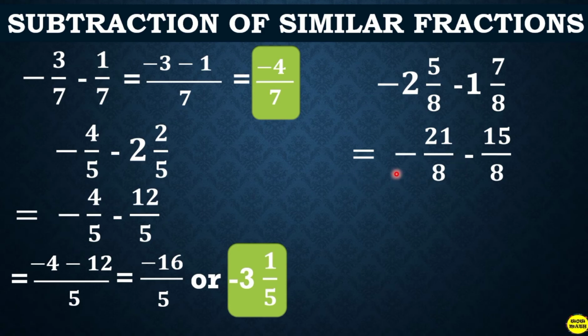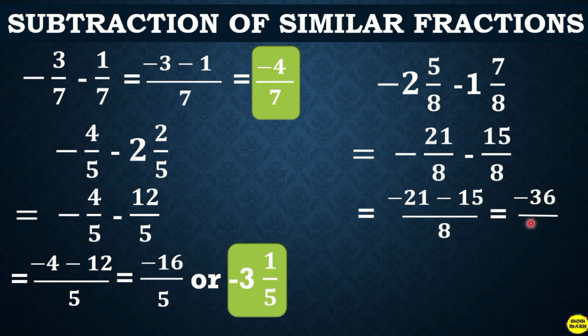So, we will have, anong mangyayari? Negative 21 minus 15. Laging pa ganun. Negative 21 minus 15 over 8. Simplify natin ito. So, we will have negative 36 over 8. Now, since ang common factor nito ay pwede natin siyang i-divide both by 4. So, 36 divided by 4, that is 9. Okay? And then 8 divided by 4, that is 2.